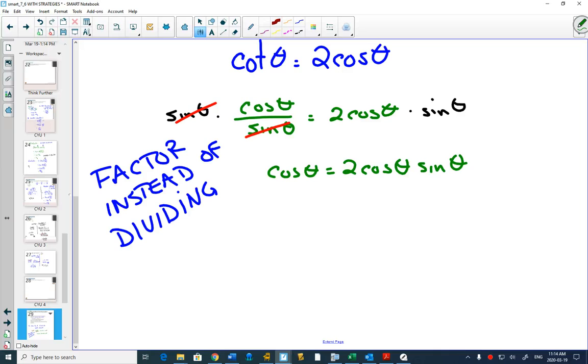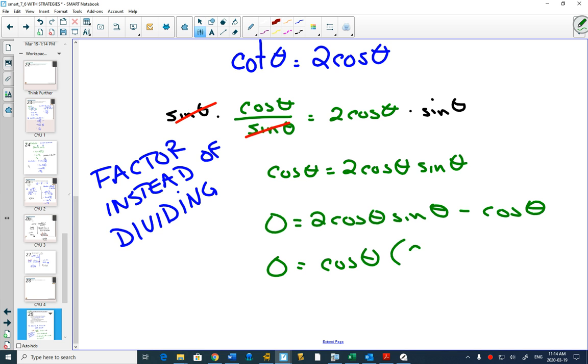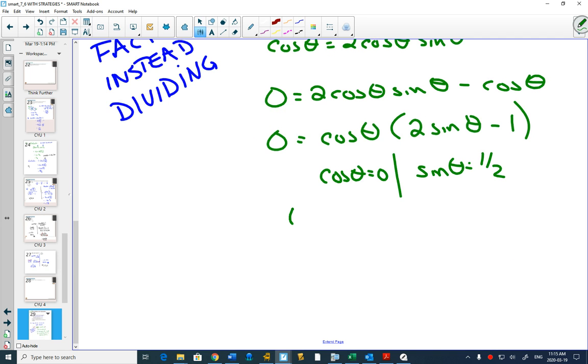What does that mean? How do you factor? Well, you'd have to make one side equal to 0. So I'd have 0 equals 2 cos theta sine theta minus cos theta. And then in these two terms, there's a common factor of cos theta. So you can factor that out instead of dividing by cos theta. Then since you're multiplying here, either cos of theta is equal to 0 or sine of theta is equal to 1/2. Both of those are on your pi plate.